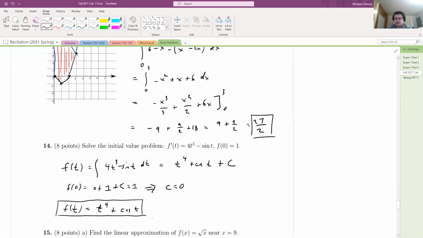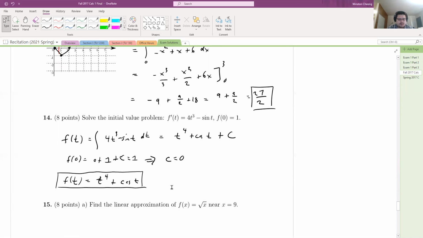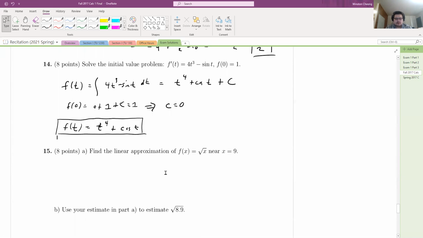And one way you could check, if you weren't confident about it, is by checking that both of these conditions hold for this function that you've found. Right, you plug 0 in, you should get 1. You take its derivative, you should get back to this guy. That's how these kinds of things work. Okay.